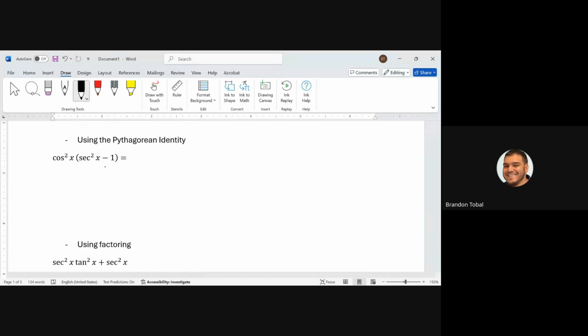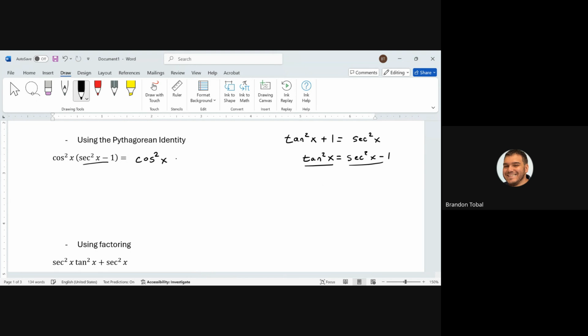Now, if you look at the formula sheet, there's this Pythagorean identity, tan squared x plus 1 equals secant squared x. Usually it looks like this. Remember, with a Pythagorean identity, you could rearrange it to your benefit. So I could rearrange it as tan squared x equals secant squared x minus 1. Since it equals secant squared x minus 1, it equals tan squared x. So I could replace this with tan squared x.